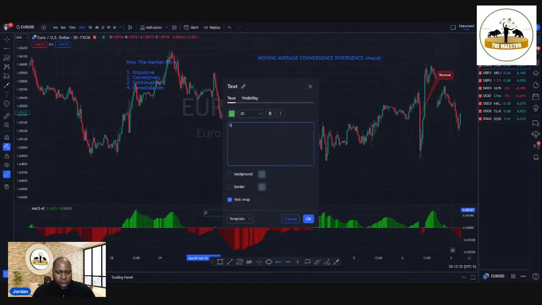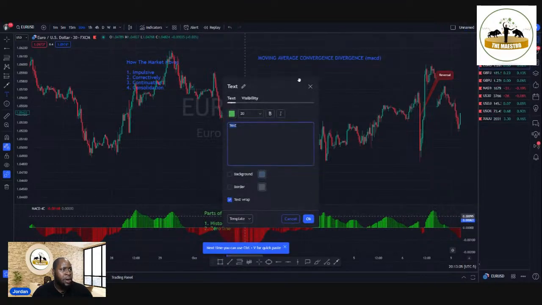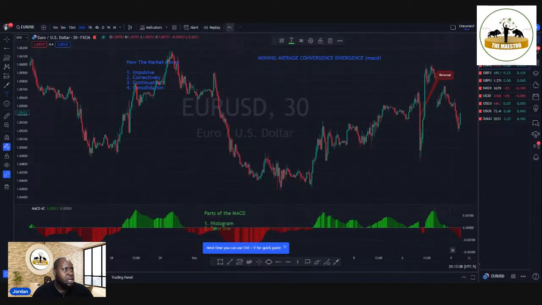Parts of the MACD. Number one, you have the histogram. Those are the little quote unquote mountains that you see there. We call that the histogram. Number two, at least for this particular MACD, we have the zero line. Let me get into specifics on what I mean. When we talk about the MACD, we have two parts: the histogram and the zero line.